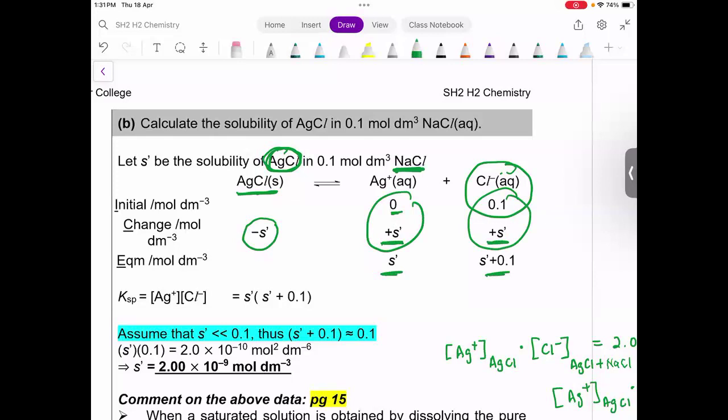Who's lost? This one is very important because A level likes to ask the solubility of a solid in something else. You need to appreciate that if there are other sources of ion common to your sparingly soluble solid, then your ICE, the I, will change. So you must understand the significance of that.